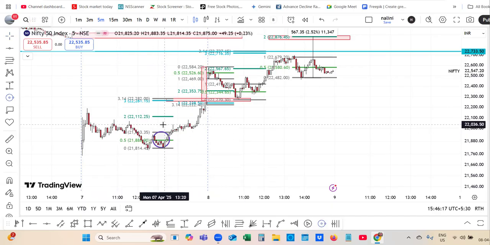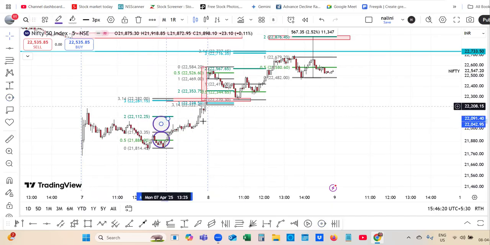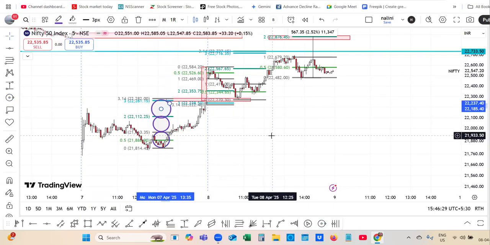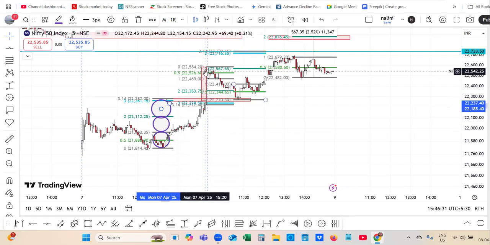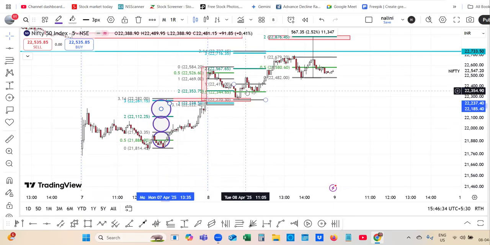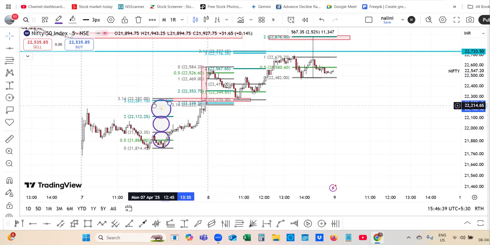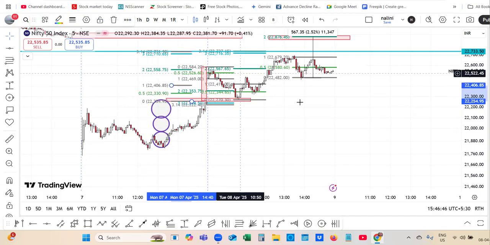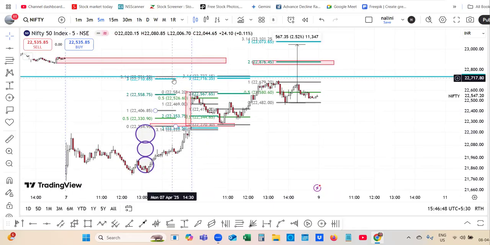Okay, 2, and then this is 3. And then 3.14. And the market expanded to this level. From here, if you take, the market made a high and expanded to another leg. Let me move this to another cycle. It made a second leg, second cycle.